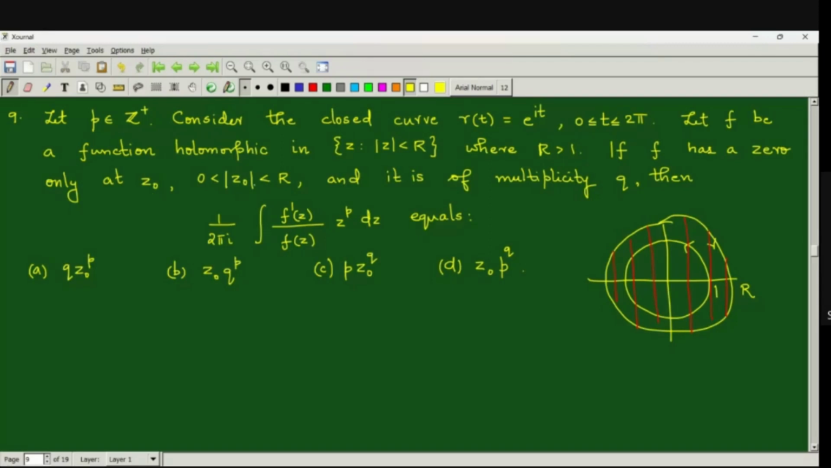Here is my doubt. So this is a net question. If z naught is in the disk. So for the time being, I am assuming that z naught is inside the circle, and it is of multiplicity q. Then find this thing. Assume that z naught is inside the unit circle. Then you can easily find the answer.